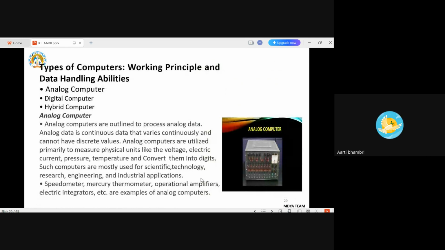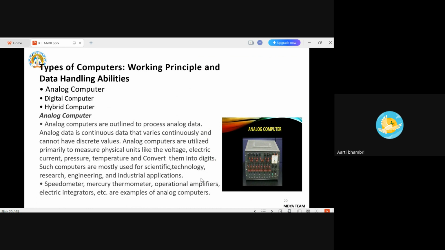Now, the second type is computers based on data handling abilities. There are three types of computer: analog computer, digital computer, and hybrid computer. Analog computers are designed to process analog data. Analog means continuous data, continuous change in the data. Those computers that process analog data are called analog computers.